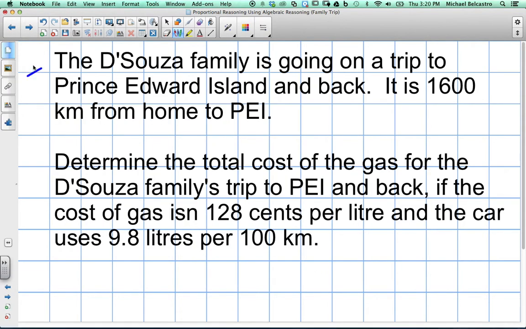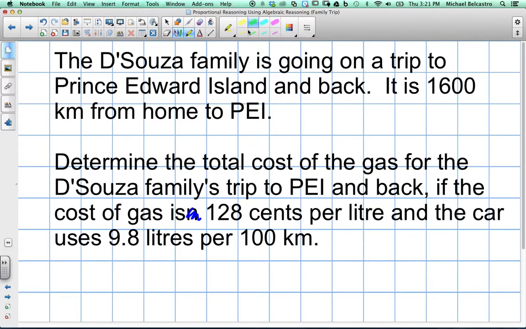So here's our inquiry type question. We'll read through it once, and then we'll highlight what's important the second time through. The D'Souza family is going on a trip to Prince Edward Island and back. It is 1,600 kilometers from home to PEI. Determine the total cost of gas for the D'Souza family's trip to PEI and back if the cost of gas is 128 cents per liter and the car uses 9.8 liters per 100 kilometers.